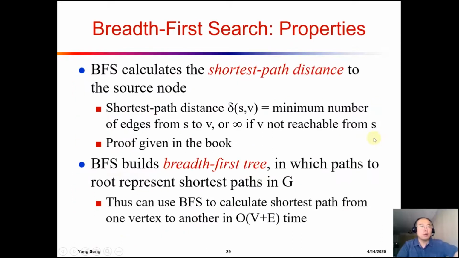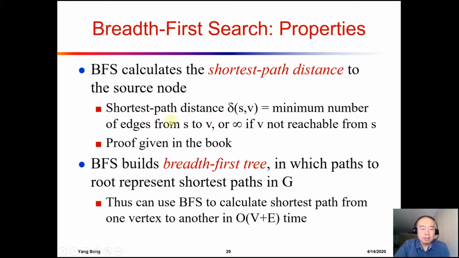Okay, so the next part, the BFS calculates the shortest path distance to the source node, or to the root of the tree. We can prove that for each of the nodes, since we have already built the tree, we can go back to the parent again, and eventually we will go back to the root, right? And this path from all the possible nodes to the root, that is the shortest path distance. That is, the number of hops from the current node to the parent, and all the way to the root will be the shortest one.